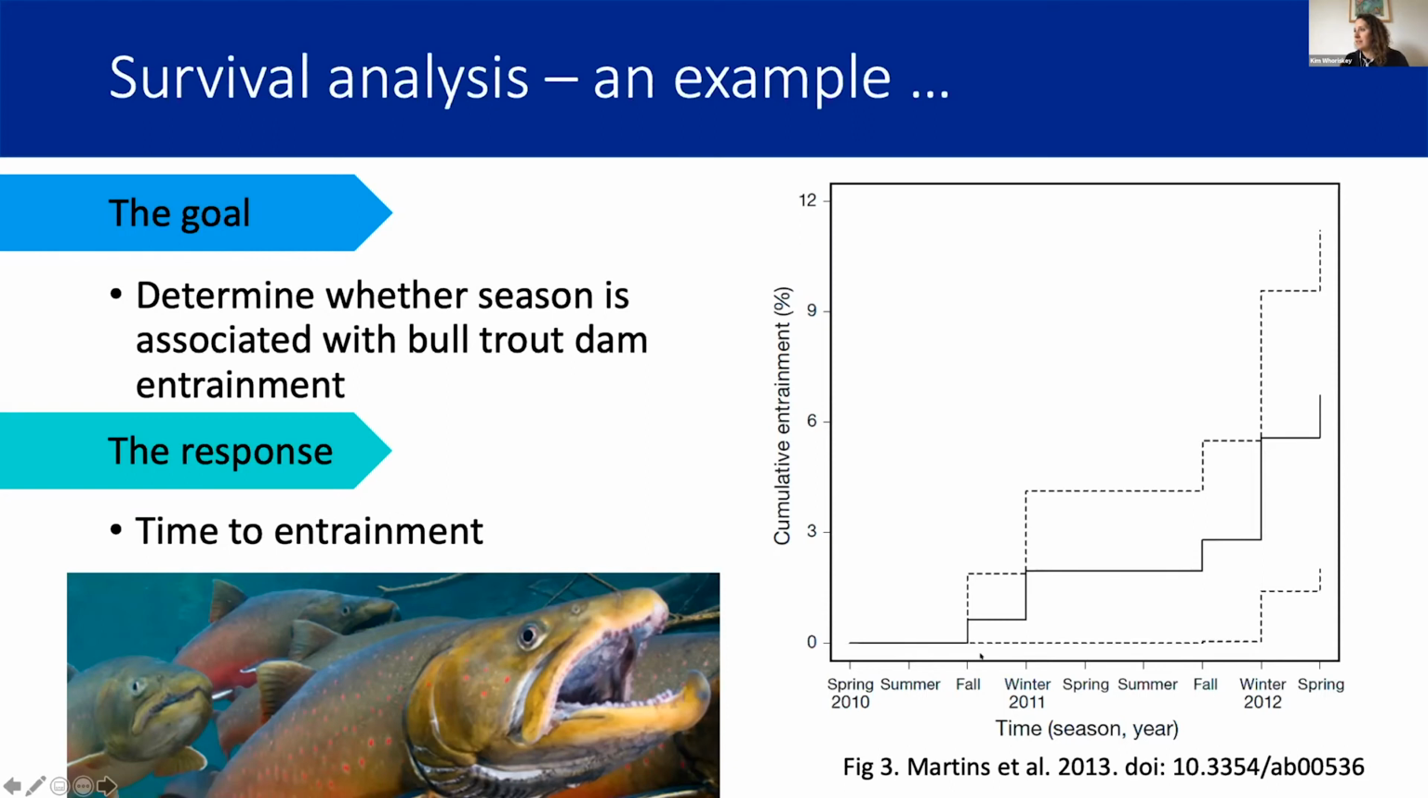So we see here that we don't have an increase in entrainment. It's all static throughout, for example, 2011, spring, summer, and fall. But then as soon as we get to fall, we have an increase. And then especially over winter, we have an increase. So it looks here like we have an increased probability of becoming entrained in the winter.